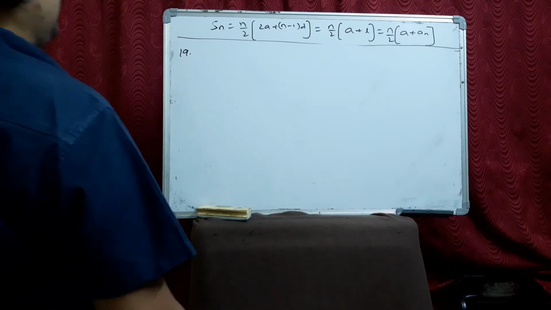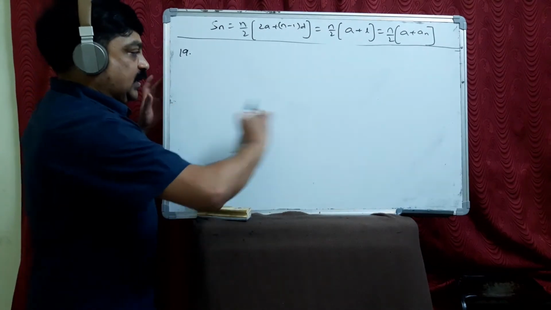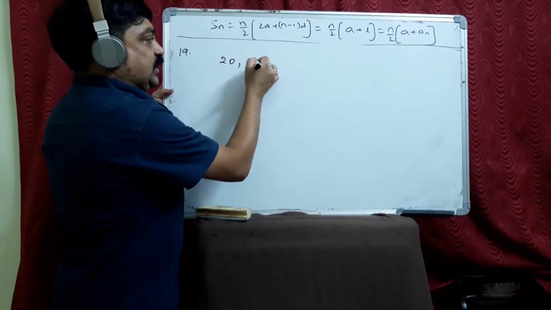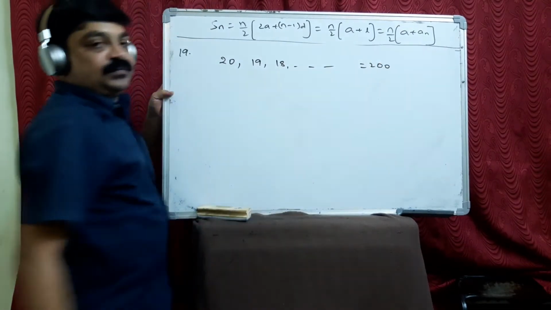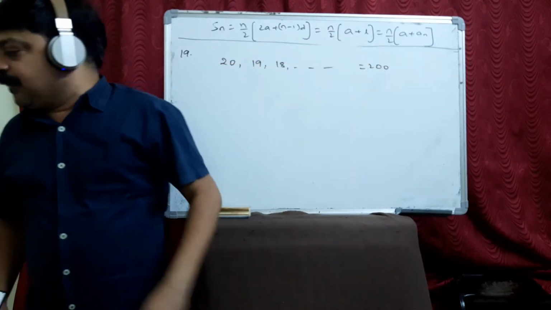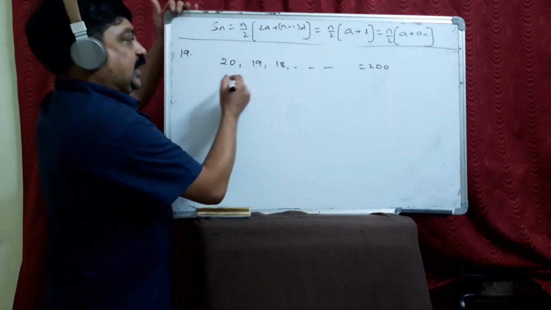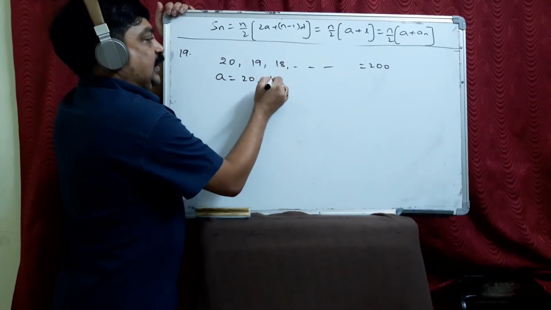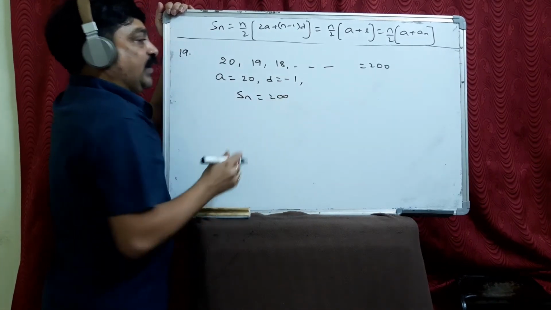See, in the 19th question, if you see the figure, you can understand. Some logs are placed. In the first row, 20 logs, the next 19, next 18. But the total is 200. So the question is, in how many rows? How many rows means how many terms? The 200 logs are placed. You have to find the value of n. Just n. So a is 20, d is minus 1, and Sn is 200.